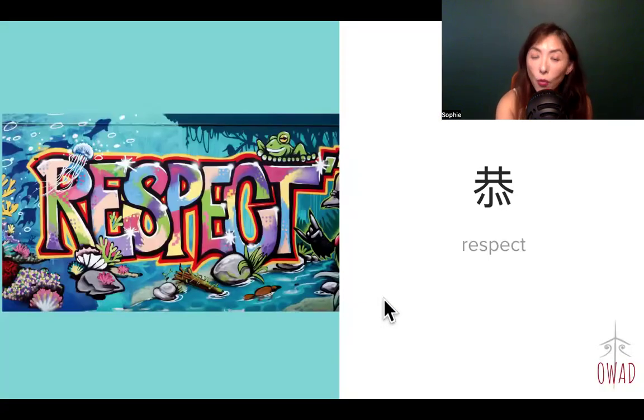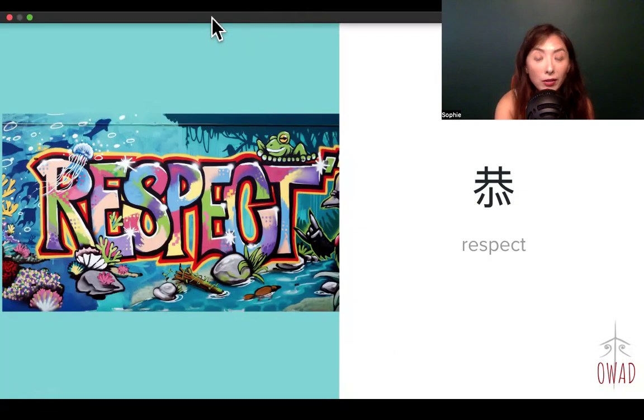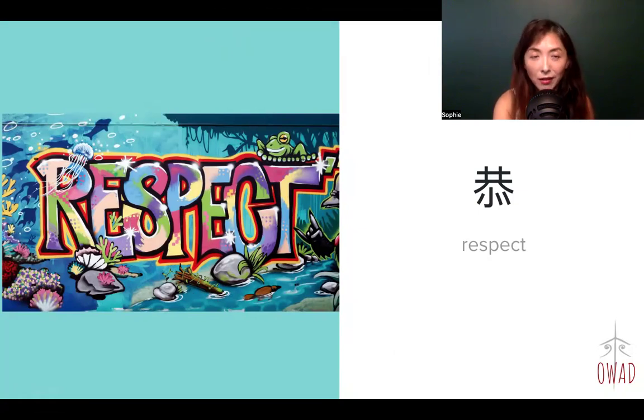So here we go. 恭, respect. And here, the graffiti probably shows we respect nature, we respect our context of a human ecosystem on which we depend our lives, and respect all the other earthlings, not just humans, way more than humans.